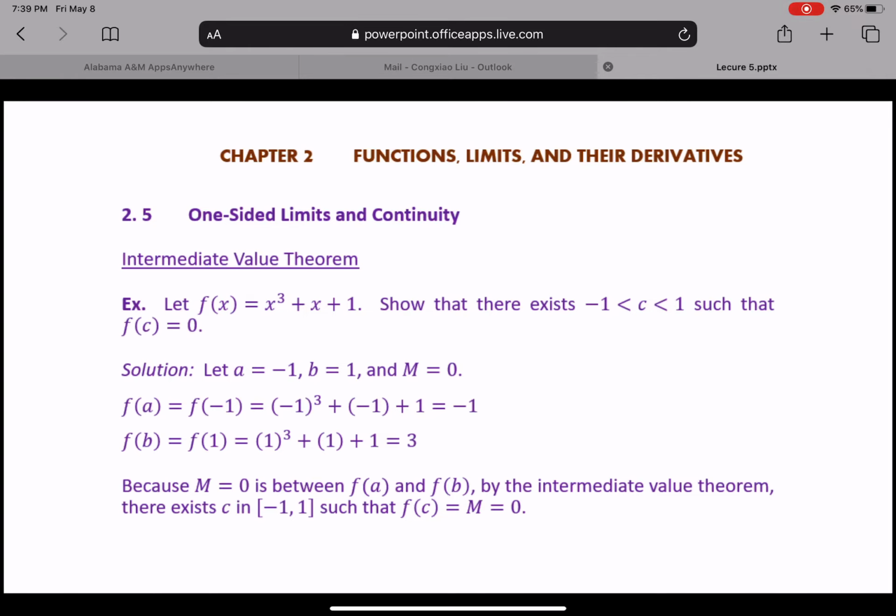Okay, so we can guarantee there is a solution to the equation x cubed plus x plus 1 equals 0 in this example, although we don't know what the exact solution is. And this has important applications in numerical computation and solving equations numerically.